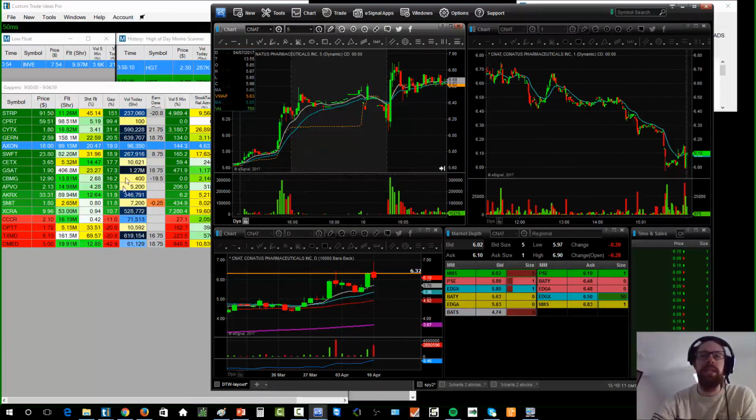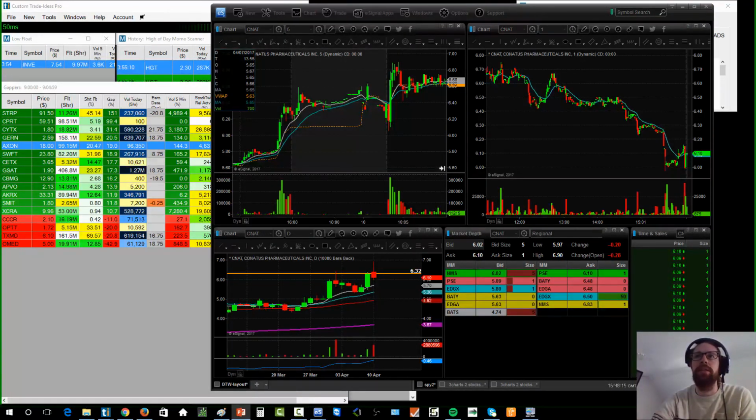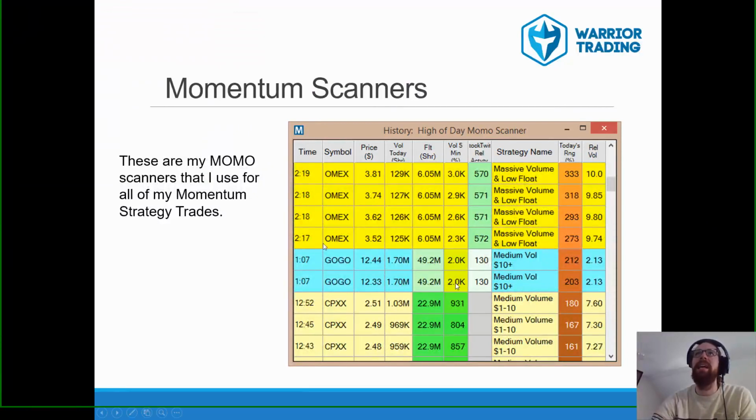And the gap scanner is never so big that I don't feel like I'm able to really understand everything on that scan. Now, when it comes to our high day momentum scanner, you can see the strategy names here: massive volume, low float. Medium volume, $10 and up. Medium volume, $1 through $10. Those are all different filter sets. So each one of those is basically a mini scanner looking at the whole market for stocks that meet those criteria.